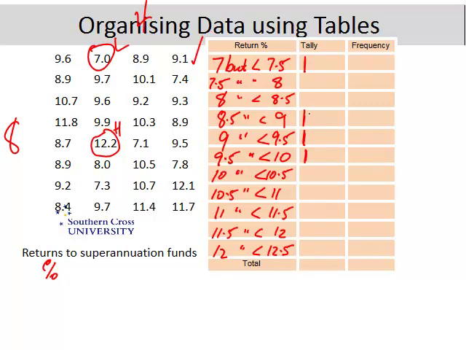8.9 is in that group. 9.7 will be in that group. 10.1 will be in that group, and 7.4 will be in that group.